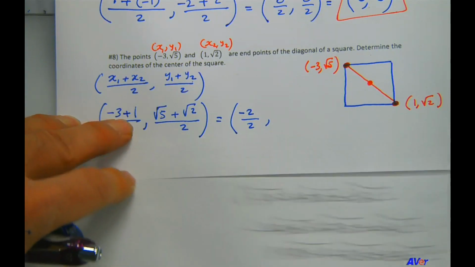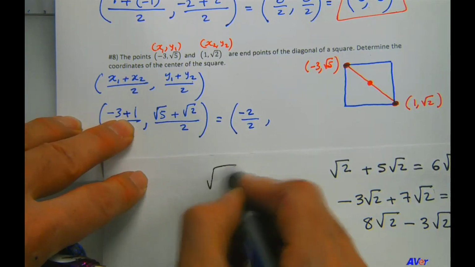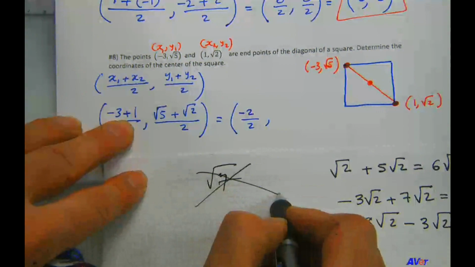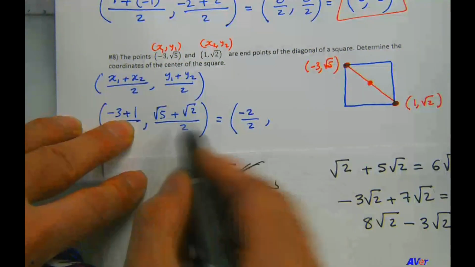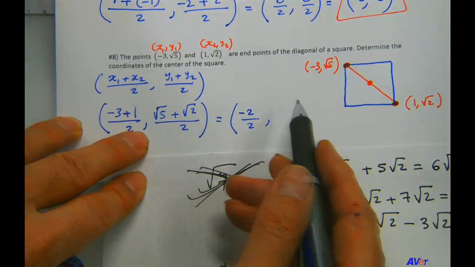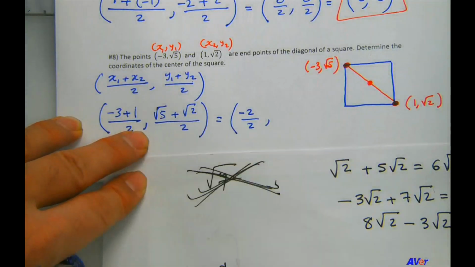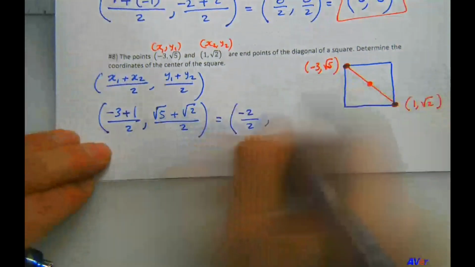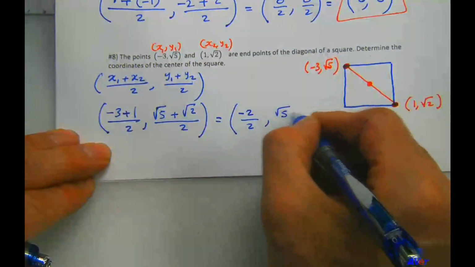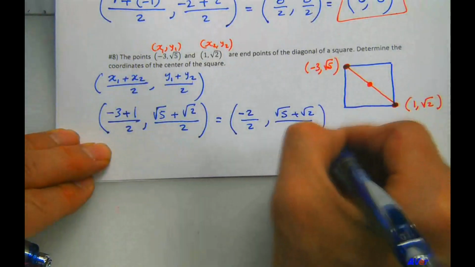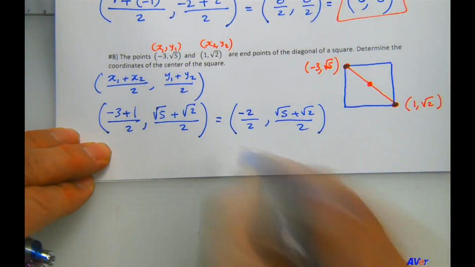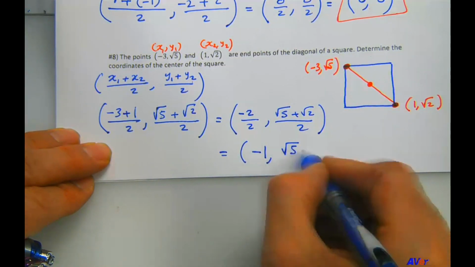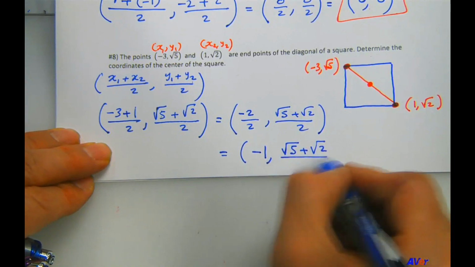But we cannot do that with this. I cannot say square root of 5 plus square root of 2 is square root of 7. No, this is not allowed. So what can we do here? Nothing. We should just write it down as it is. Don't simplify it. If it cannot be simplified, do not simplify it. So we're going to write this as it is. Square root of 5 plus square root of 2 over 2. Now, can we simplify this? Absolutely. So we have parenthesis negative 1 comma square root of 5 plus square root of 2 over 2.